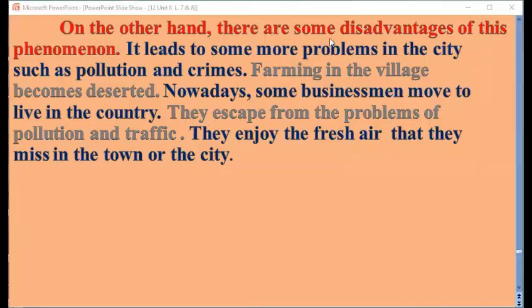There are some disadvantages of this phenomenon. It leads to some more problems in the city, such as pollution and crimes. Farming in the village becomes deserted. Nowadays, some businessmen move to live in the country. They escape from the problems of pollution and traffic. They enjoy the fresh air that they miss in the town or the city.